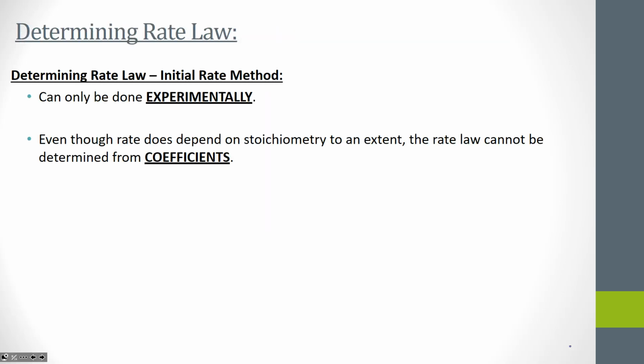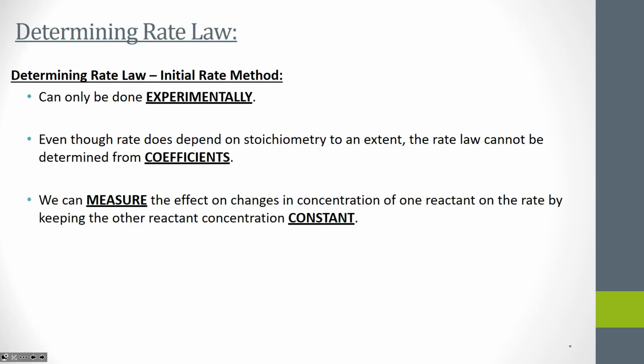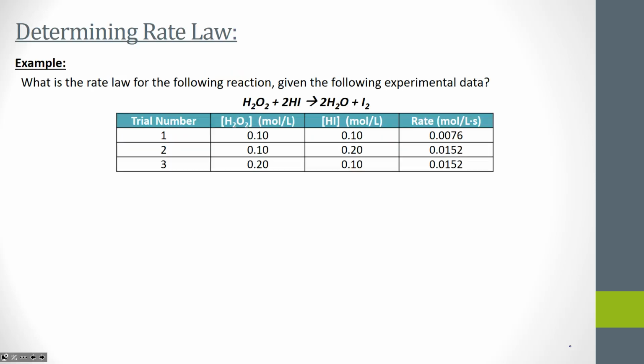Now, here's how we're going to find our rate laws. We're going to use this initial rates method. It can only be done through experiment, and we can't just figure out rate laws from the coefficients in the reaction. You'll see why later when we get into mechanisms. But what we're going to do is take some data and measure changes in concentration. We're going to change one concentration, see how it affects the rate. We'll change another concentration, see how that one affects the rate. And by doing so, we can see how each reactant independently affects the rate.